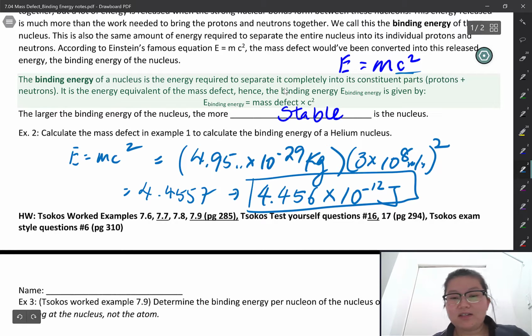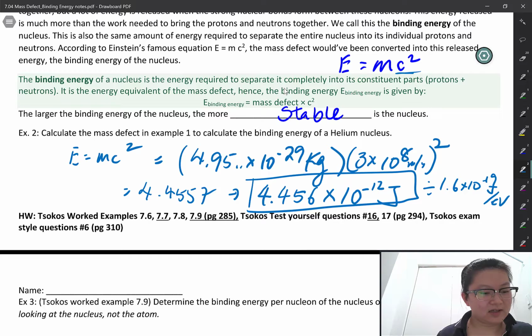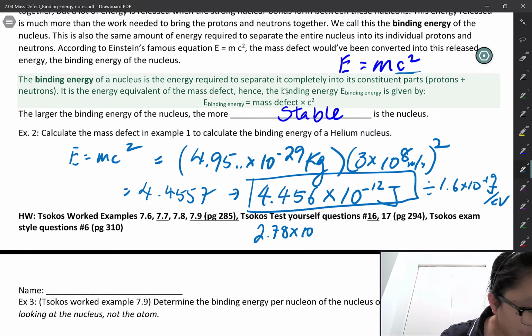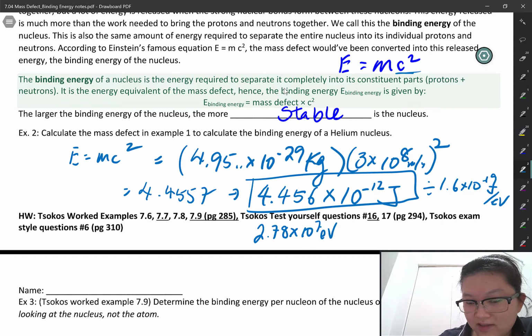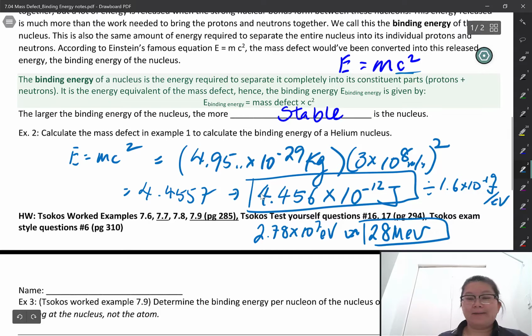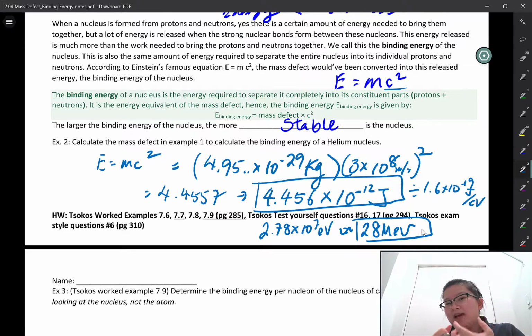In fact, we can even convert this into electron volts, because usually that's more applicable for us. If we divide this by 1.6 times 10 to the power of negative 19, which is how many joules there are per electron volt, this gives us 2.78 times 10 to the power of 7 electron volts. In other words, this is approximately 28 mega electron volts. That is the amount of energy required for the binding energy of a helium nucleus, which means if you want to break a nucleus into protons and neutrons, this is how much energy you have to put in. You can think of it as pulling them apart, essentially.